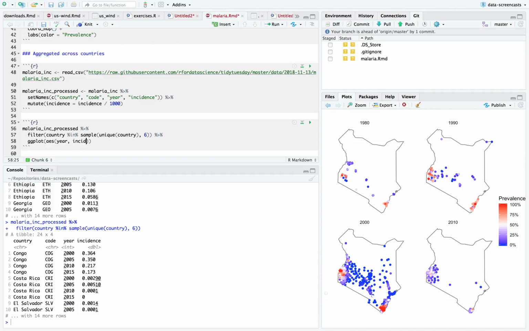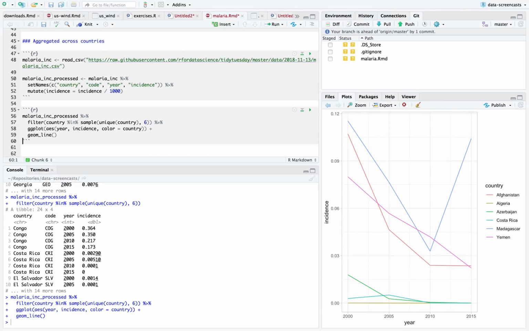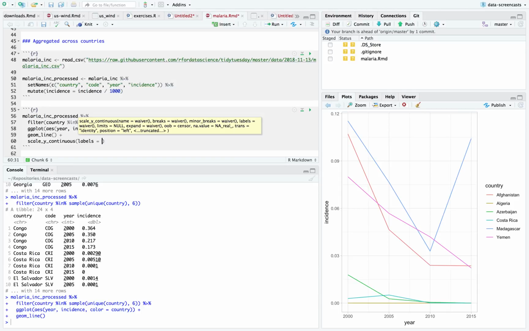Why am I doing that? So that I can graph the incidence on a single plot. I'm going to say color equals country. So just get a feel for some of the data sets. All right, for example, here, most countries have seen incidence go down over time. Madagascar has seen it spike. This is a percentage, so I'm going to quickly throw in scales percent format.